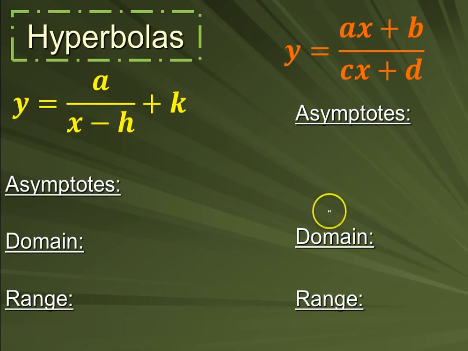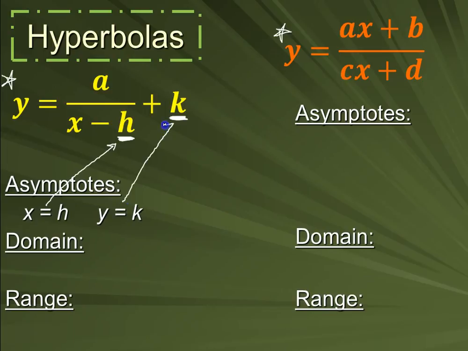Now, you're going to look at two different kinds of parabolas. This first kind over here in yellow and the second kind over here in orange. They're very similar, but the rules are going to be a little bit different. The asymptotes for the first one are pretty easy. The asymptotes are going to be at h and k. So your asymptotes for this first one are x equals h and y equals k.